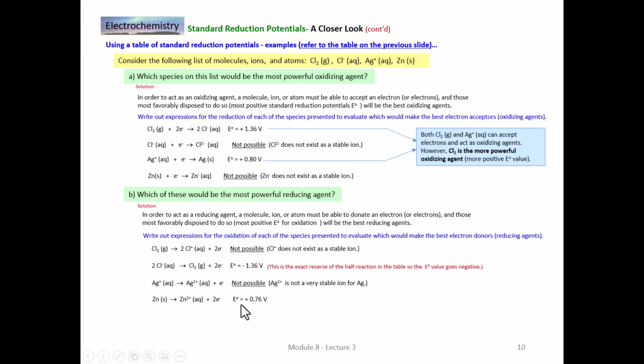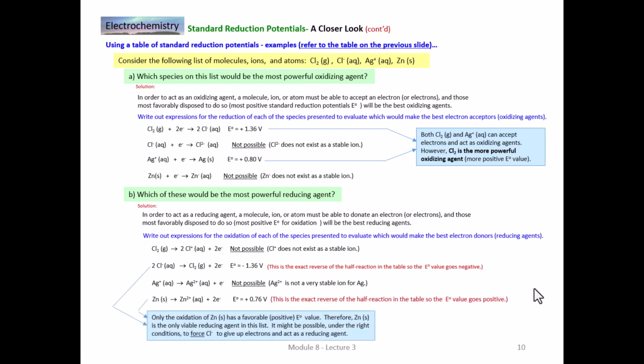And the standard potential of that oxidation would be plus 0.76 volts, which is the opposite sign of the reduction listed on the standard reduction potential table. So if we look at this, we'd say only the oxidation of zinc metal has a favorable or positive standard potential. So chloride can be oxidized to chlorine, but it's unfavorable. So under certain conditions, sure, you could make chloride be oxidized to chlorine, but zinc seems to be the only one on the list that is anxious to give away electrons. Its oxidation potential is plus 0.76 volts.